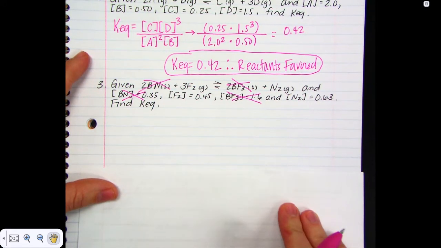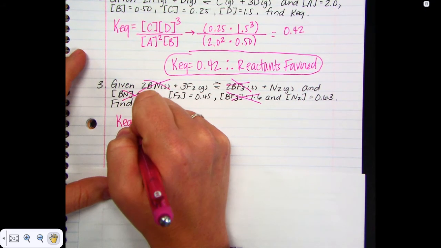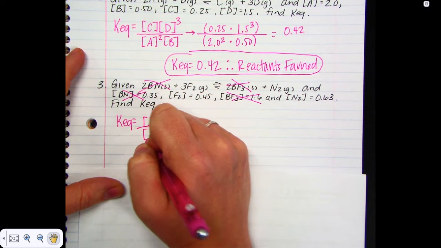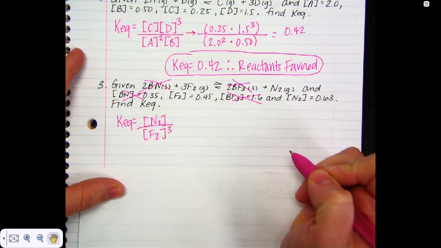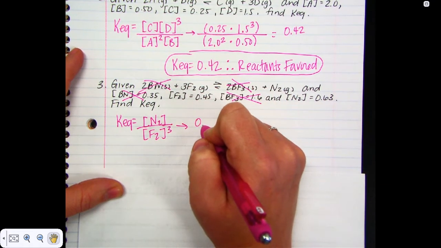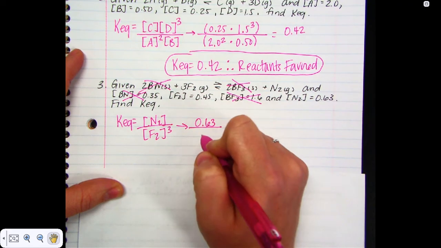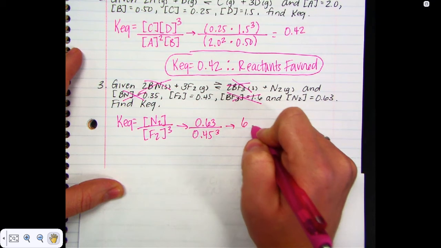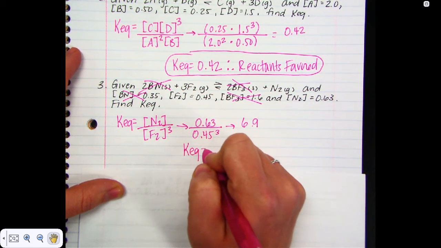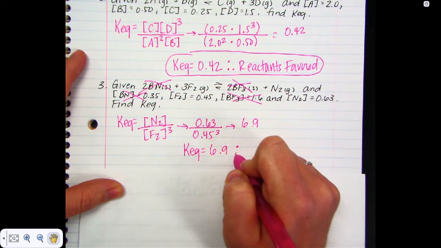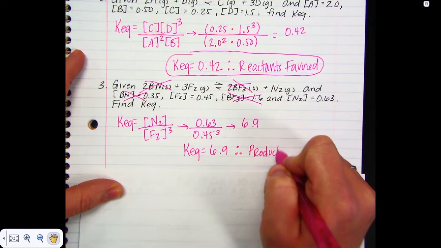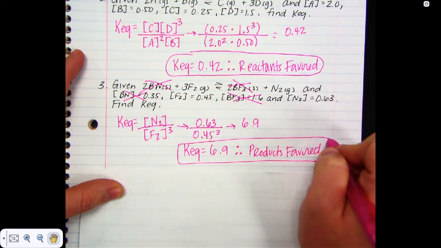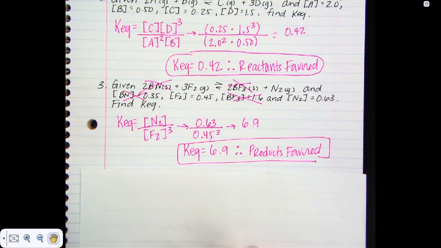All right, find KEQ. So what's left? KEQ equals the concentration of N2 divided by F2 cubed. All right, plug in. So 0.63 divided by 0.45 cubed. 6.9. All right, so KEQ equals 6.9, bigger than 1. Products favored. All right, so I think we're pretty good here.